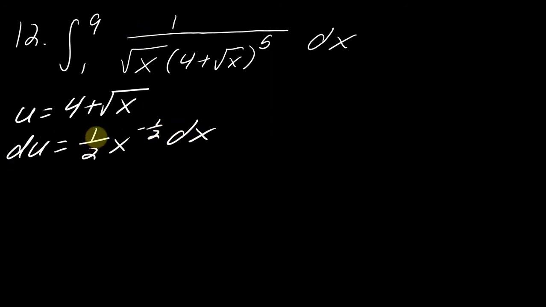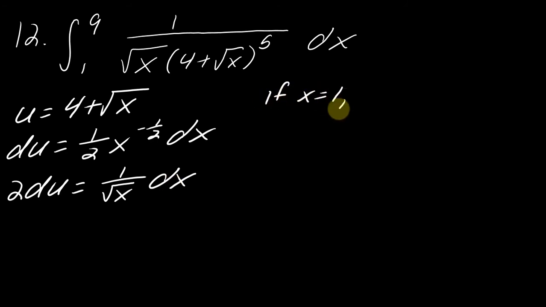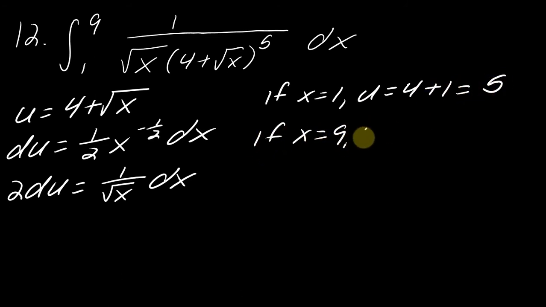So I just have to deal with, what do I do with this 1/2? I'm just going to multiply both sides by 2. Get 2 du equals 1 over the square root of x dx. And now I can make a nice substitution. I also want to change my limits of integration. If my x is equal to 1, then my u is going to be equal to 4 plus 1, which is going to equal 5. And if my x is equal to 9, then my u is going to equal 4 plus 3, which will equal 7.